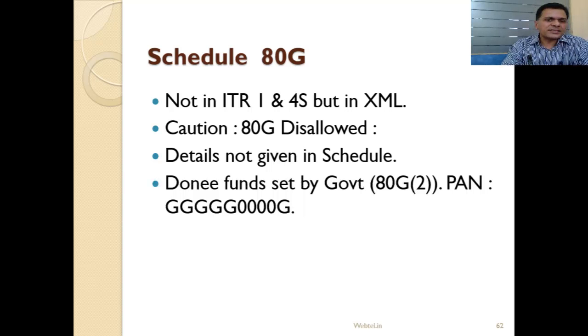Then in some cases you are claiming deduction under section 80G in the case of donee funds set up by the government under section 80G subsection 2. In these cases probably you don't have the PAN. In such cases please put the PAN as 5 times capital G, 4 times 0, and then in the last again G. This is 10 characters and digits. So you need to put this PAN in case of donee funds set up by the government.